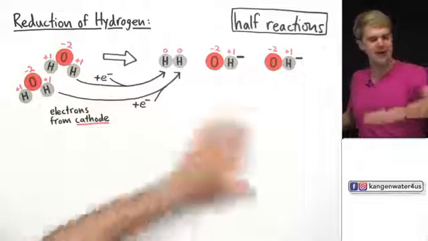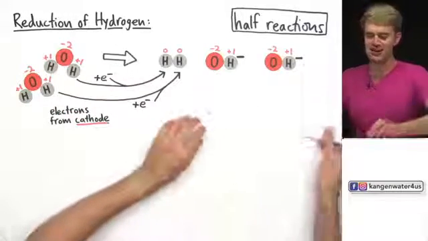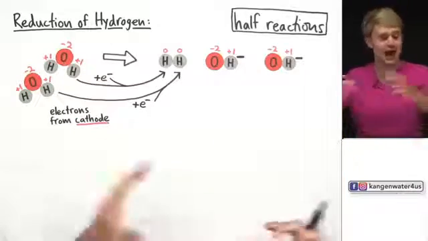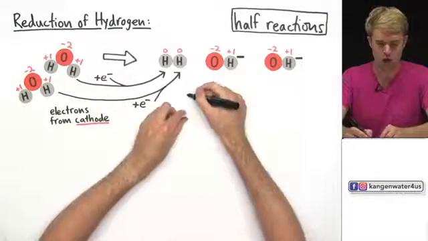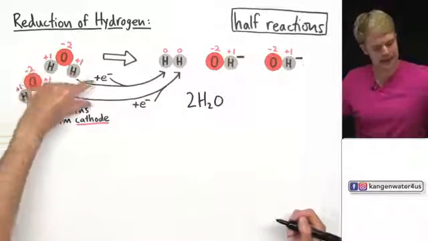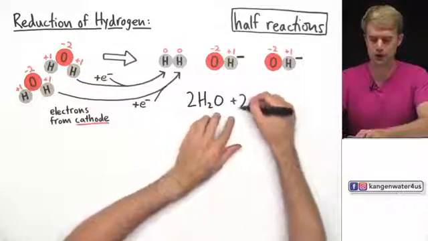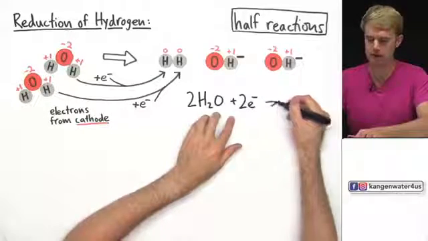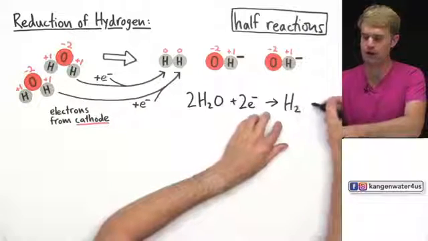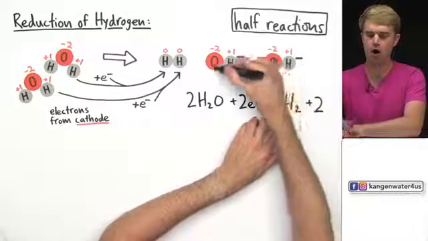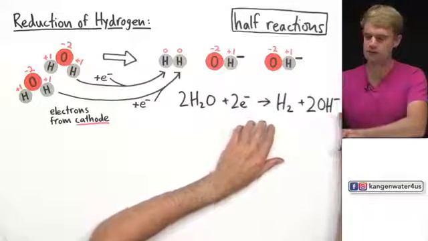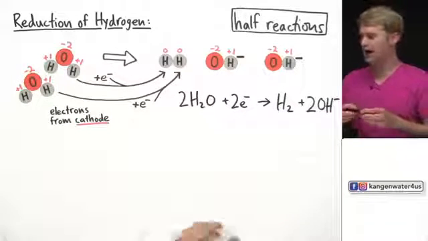Okay, so this is how the reduction happens with pictures. Let's look at how we can actually write an equation, an actual half reaction, for what's going on here. We start with 2 molecules of H2O, and then we gain 2 electrons, so plus 2e-, and that gives us 1 molecule of H2, and then we get 2 OH-. So that's the half reaction here. That's a half reaction for the reduction of hydrogen.